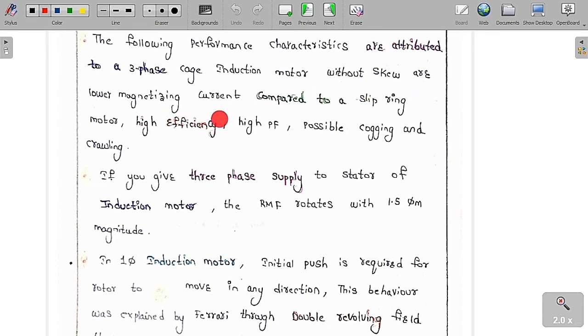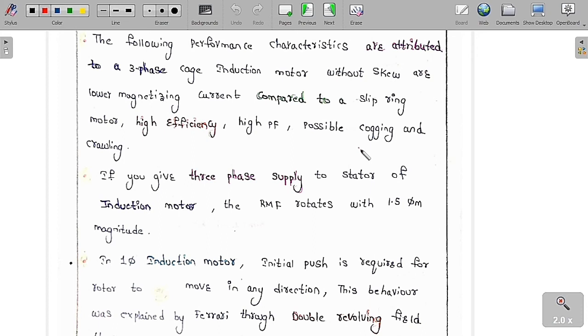Without skewing, basically we need lower magnetizing current compared to a slip ring motor. High efficiency, very high efficiency, high power factor, possible cogging and crawling. So what I am trying to say is that I am going to compare the squirrel cage induction motor and the slip ring induction motor. If you are not going to do any skewing, definitely we need lower magnetizing current, and also the efficiency is very high, and higher power factor, and the possible cogging and crawling are going to happen.